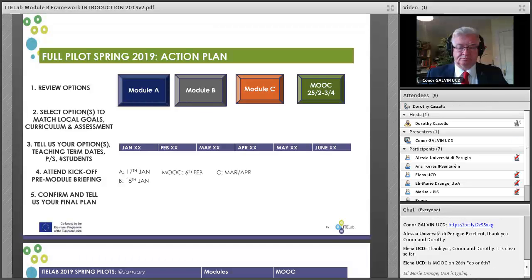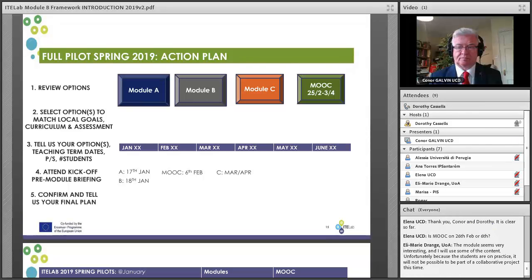And then if we find that there's a group of universities that are all teaching, for example, Module B around this time, we will link you together, and you may want to link together and create a session for yourselves if you want to do that. As Connor said, he's teaching at this time, but it's very flexible. But we will get the information from you for your final plan.